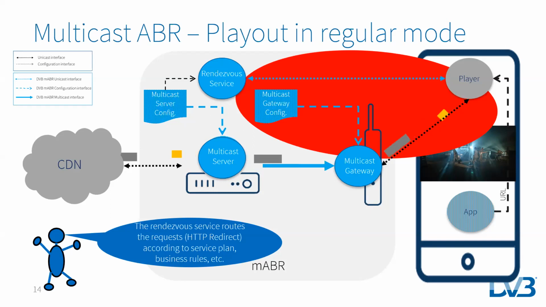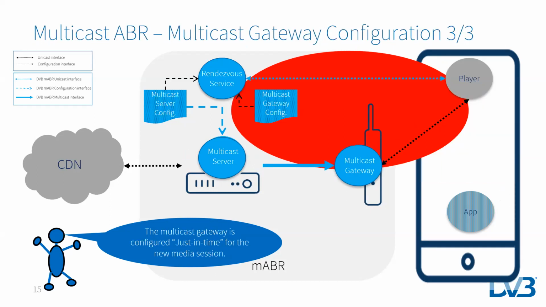That's our regular mode. Now let's see the third way to configure the multicast gateway. We're going to start again a session from the player. But this time, the rendezvous service is going to piggyback in this request redirection some parameters, basically everything that is required to configure the gateway for that particular session.